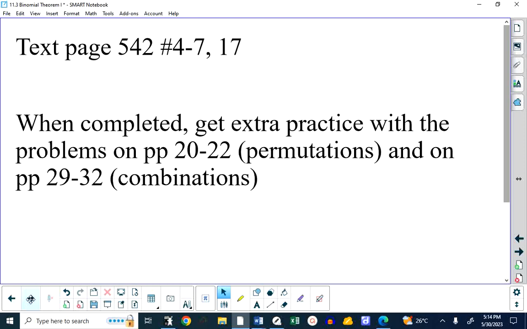Some basic questions with the binomial theorem on page 542 of your text. And if you do get that done in class, then you can certainly work on some extra practice problems outlined up here that can be found in your unit handout.